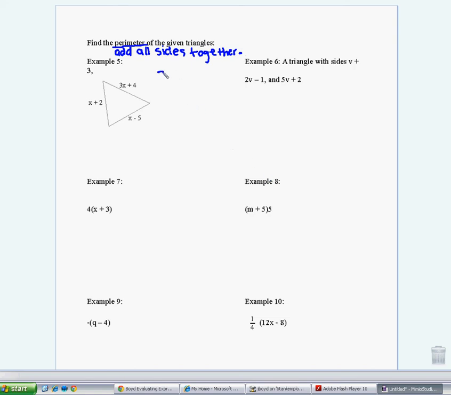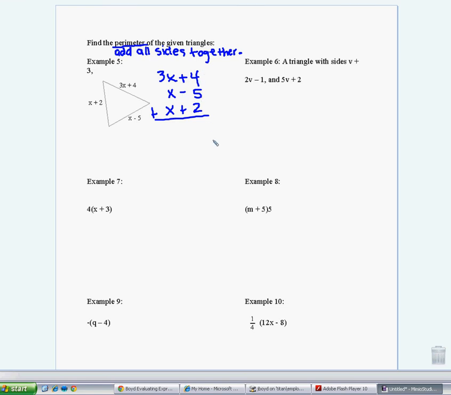Okay, well I'm going to write them vertically. So I'm going to have 3x plus 4, x minus 5, and x plus 2. And notice that I put my x's together and my constants together. These constants are alike and my x's are alike. So then I can go ahead and add them.